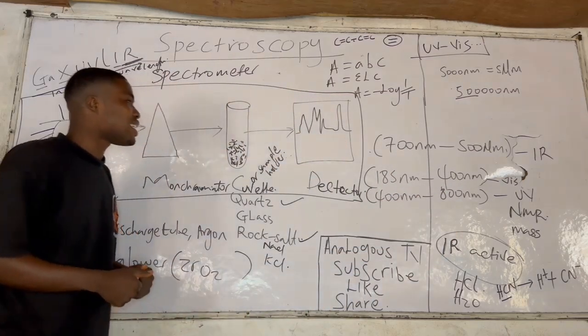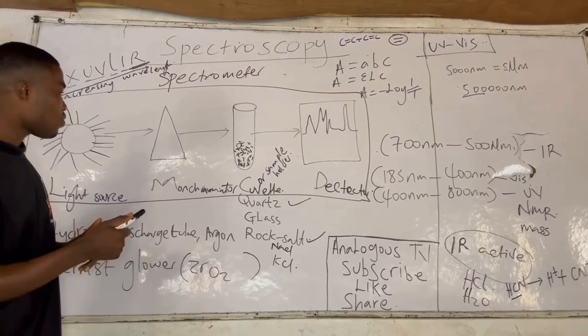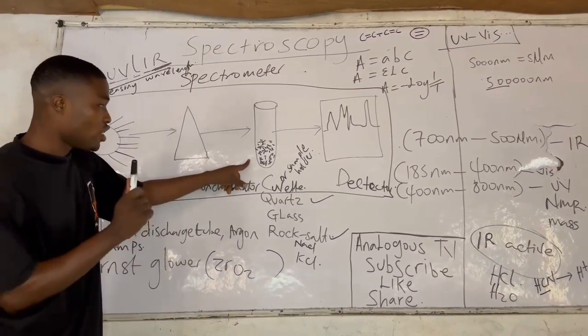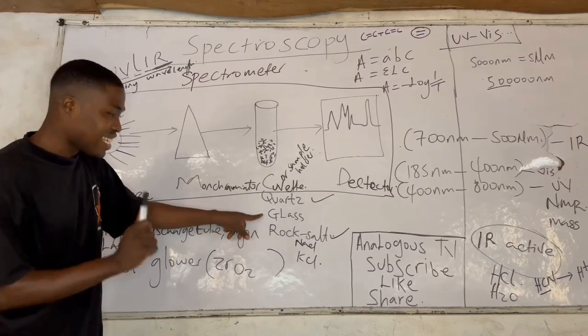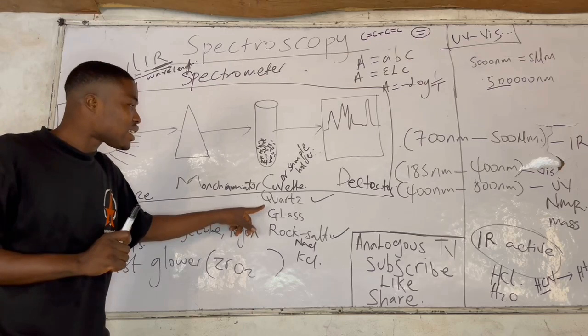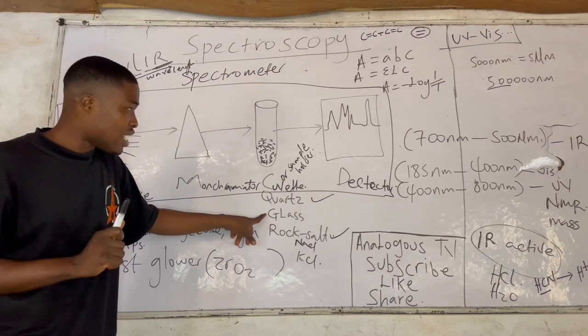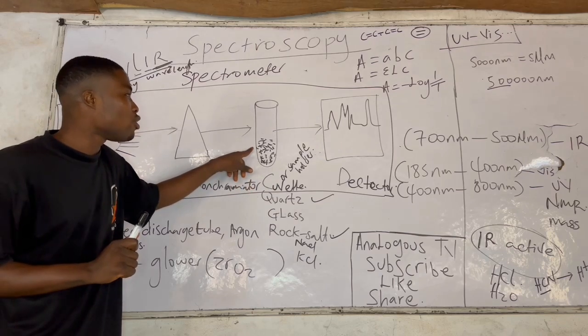So for visible light, we have the sample. During visible spectroscopy, the sample container should be made of glass and not quartz, because quartz can absorb visible light. Glass will not absorb visible light. So it's made of glass.